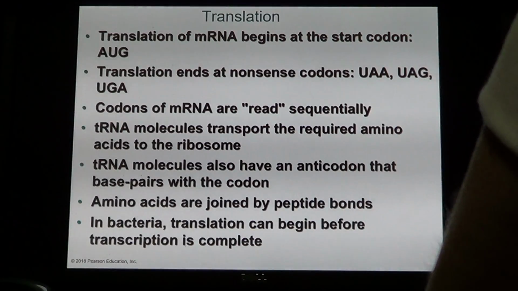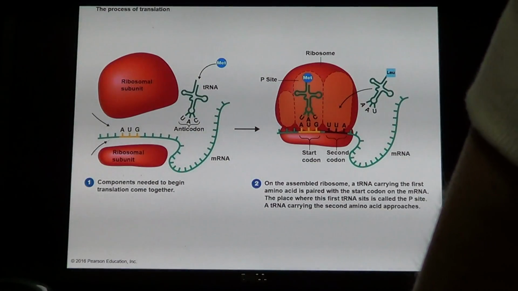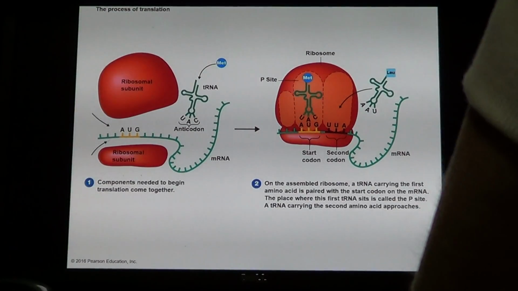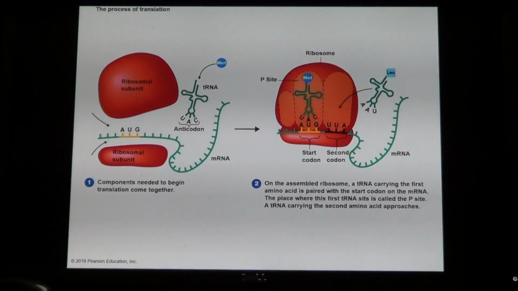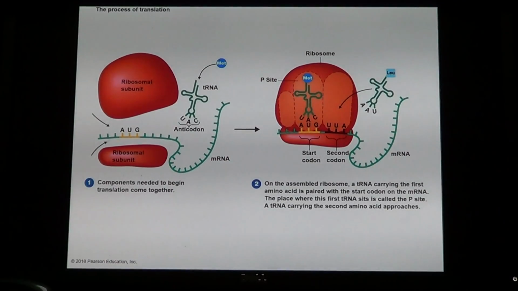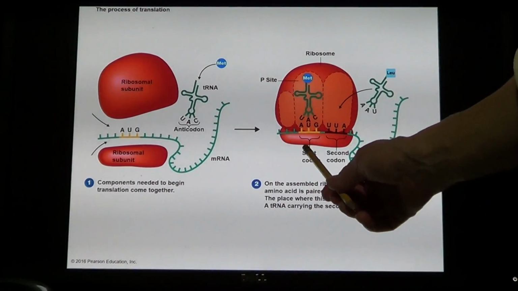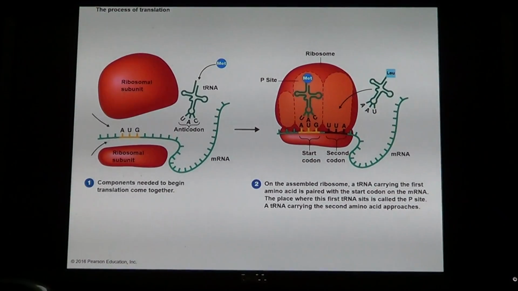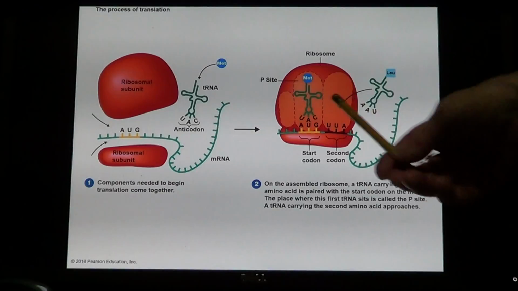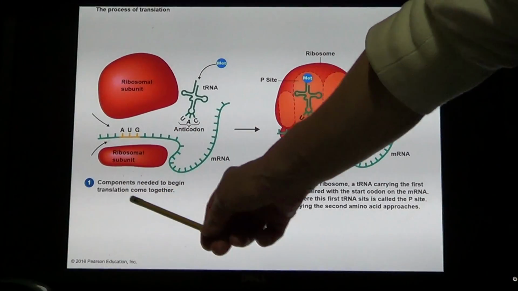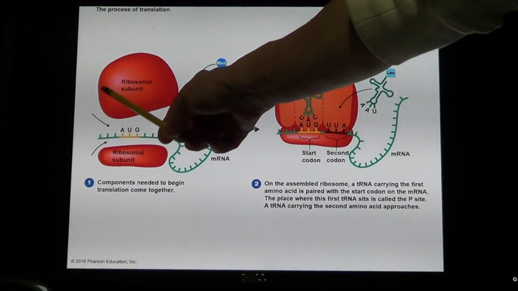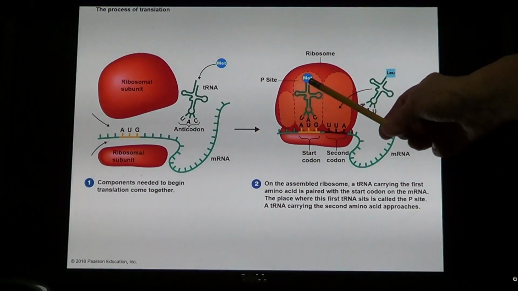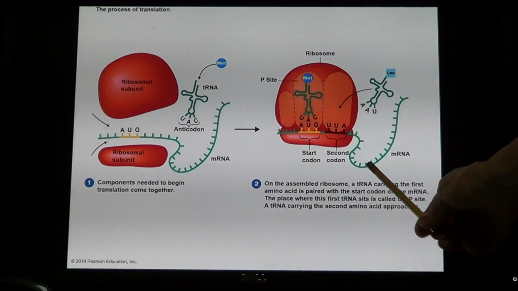Translation starts with assembly of the ribosome. Ribosome has A, P, and E sites for messenger RNA. Once messenger RNA is transcribed, it comes to the unassembled small subunit of the ribosome. This signals the large subunit to come and join in. They form a functional ribosome with messenger RNA attached.